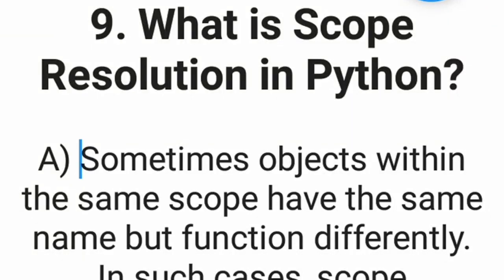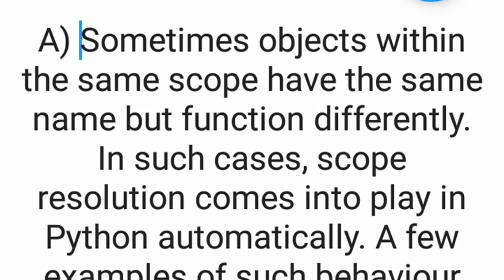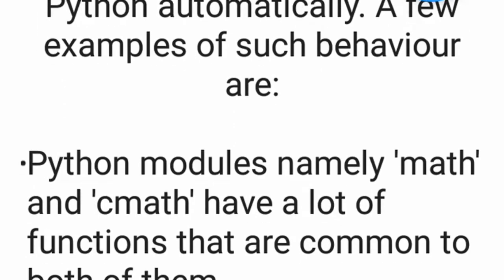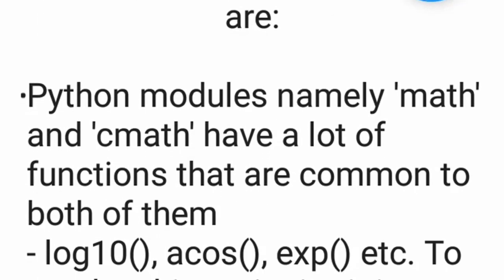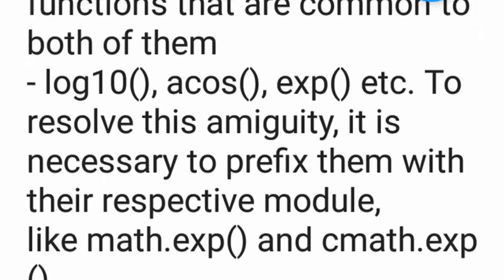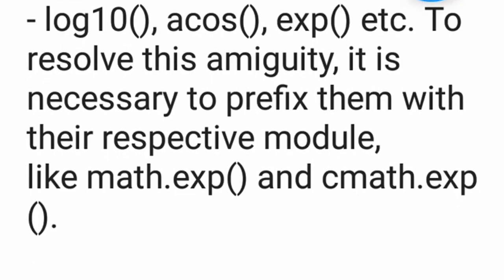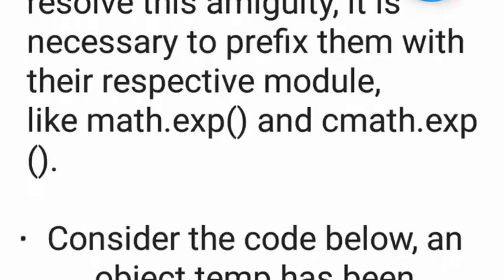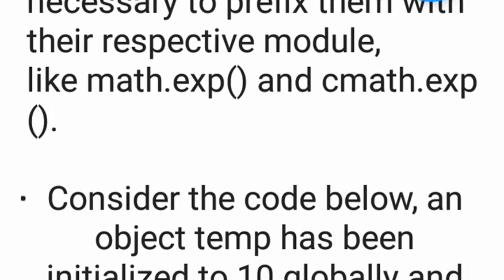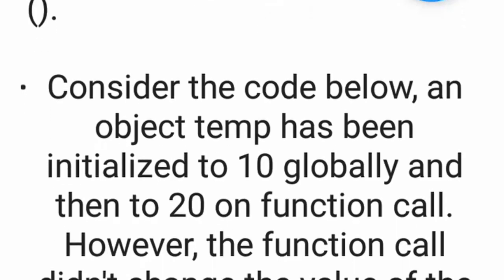9. What is scope resolution in Python? A. Sometimes objects within the same scope have the same name but function differently. In such cases, scope resolution comes into play in Python automatically. A few examples of such behavior are: Python modules, namely math and cmath, have a lot of functions that are common to both of them, log10, acos, exp, etc. To resolve this ambiguity, it is necessary to prefix them with their respective module, like math.exp and cmath.exp.